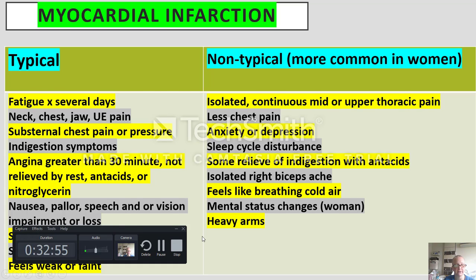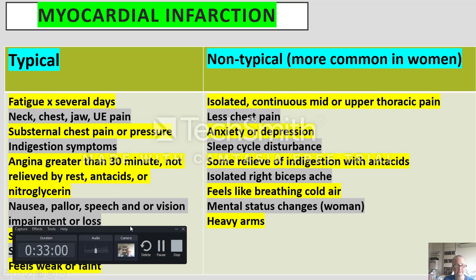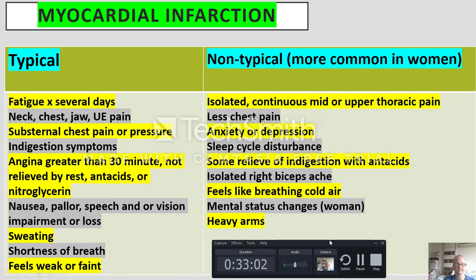Myocardial infarction. Typical: fatigue times several days.